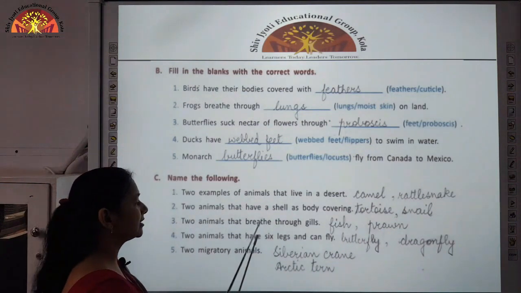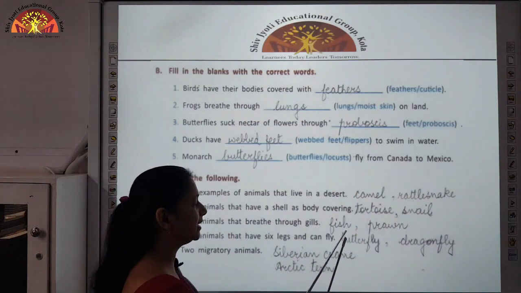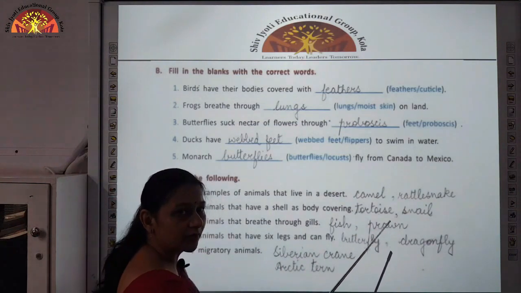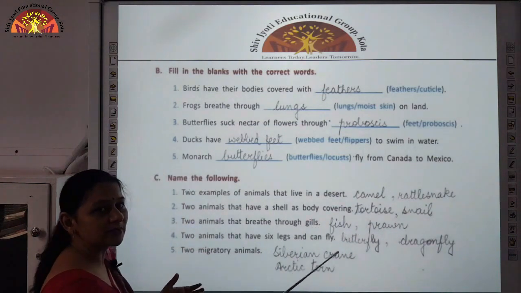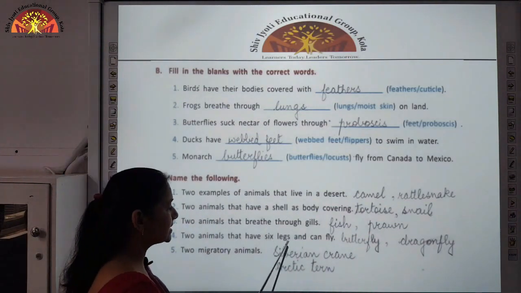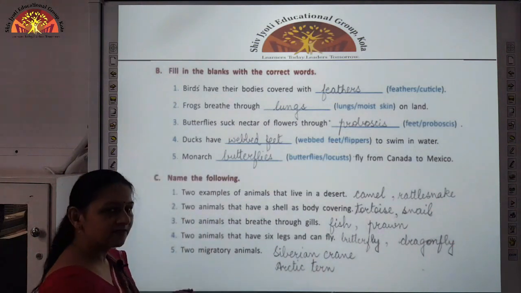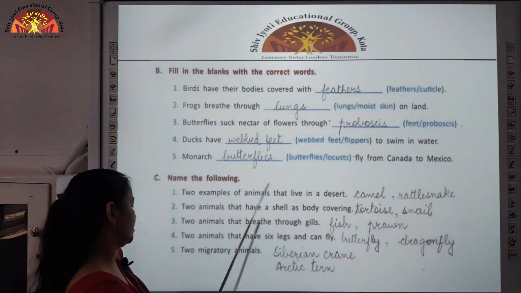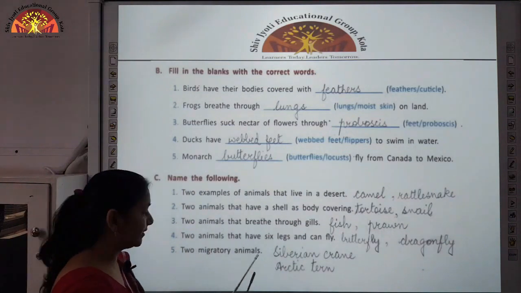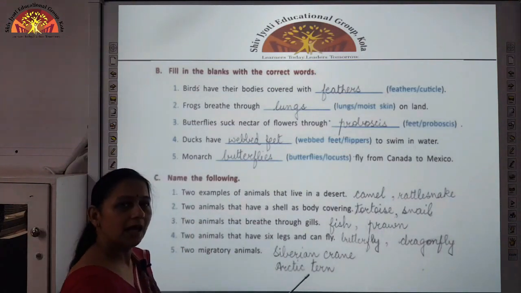2 animals that breathe through gills. The animals that have gills for breathing are fish and prawn. Crabs, they are aquatic animals, they breathe through gills. 2 animals that have 6 legs and can fly. Butterflies and dragonflies, they have 6 legs and they can fly also. And 2 names of migratory animals. The migratory animals are Siberian crane and Arctic tern.